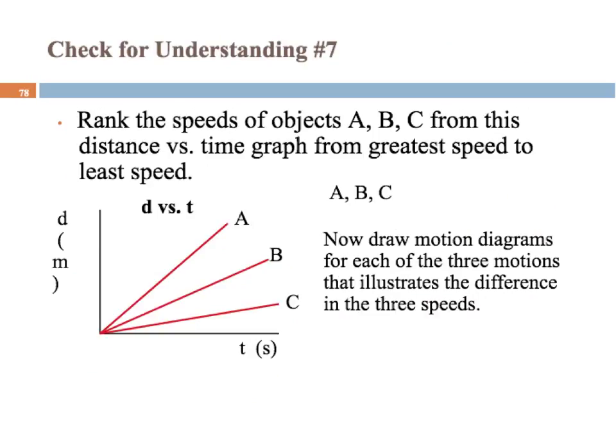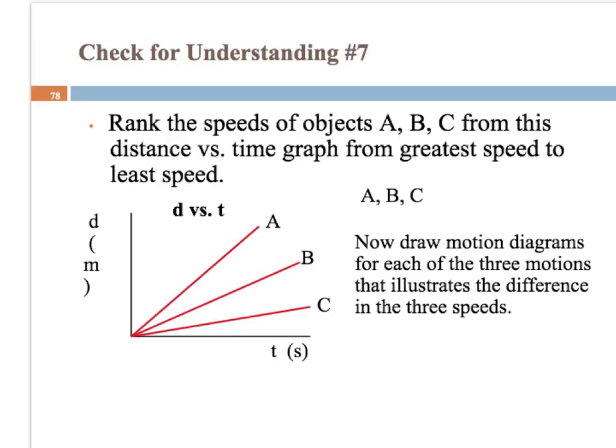Okay, so now we're on the other side, page 27. Check for understanding number 7. We want to rank the speeds of the objects A, B, and C. So who's going the fastest to who's going the slowest. So the answer would be A is the fastest because it's the steepest, then B, then C. So now we want to draw a motion diagram. So A would have a motion diagram pretty far out. B would be a little closer together. C would be a lot closer together because it's moving a lot slower.